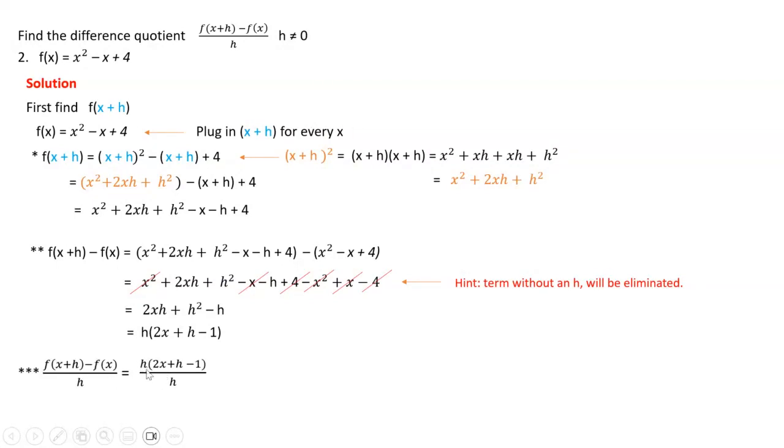Now comes the third step. So here the h's cancel. Right, so we have 2x plus h minus 1 as my solution. So this is my solution, 2x plus h minus 1 is my answer.